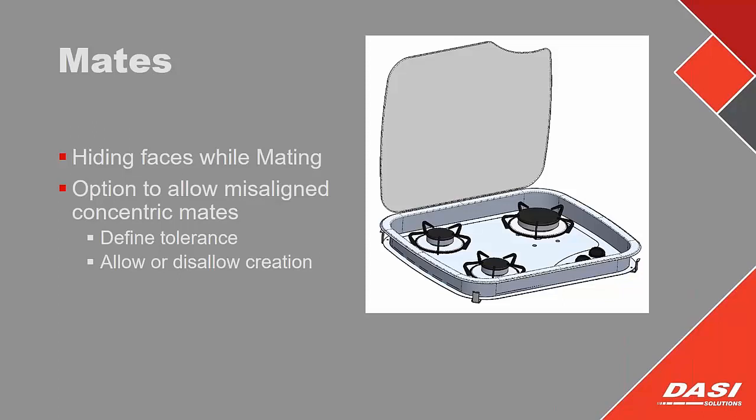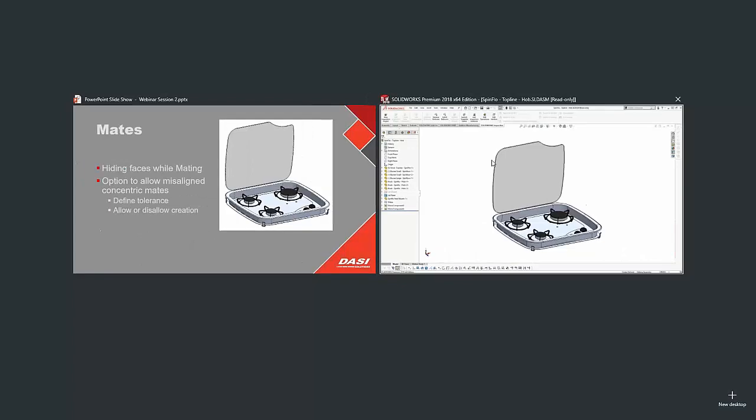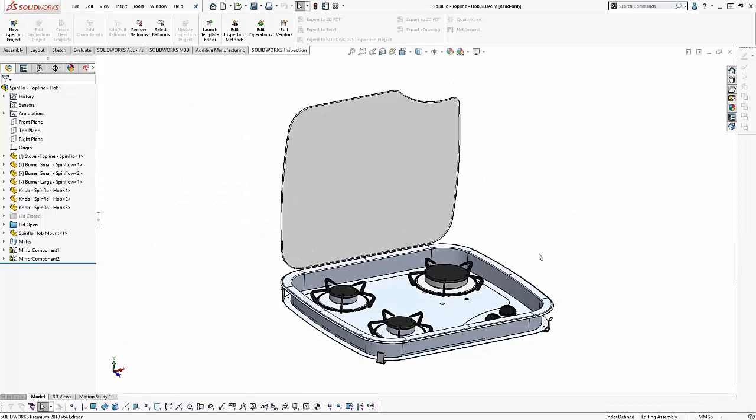while mating. Additionally, we'll talk about a new option called misaligned mates for concentric mating. The cool part about these misaligned mates is they allow you to define tolerances, and they also allow you or disallow you for the mate creation starting in SOLIDWORKS 2018.